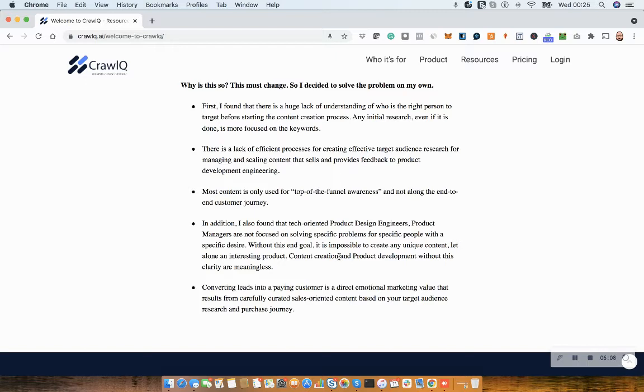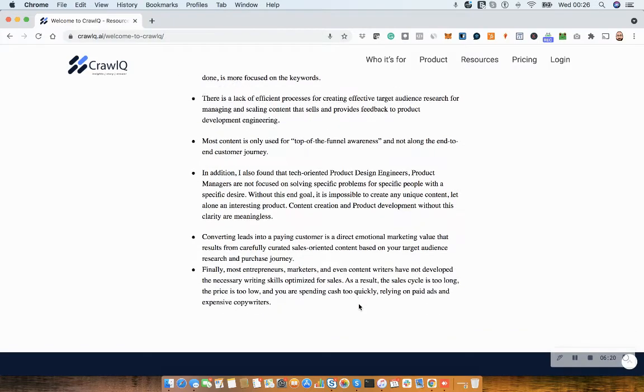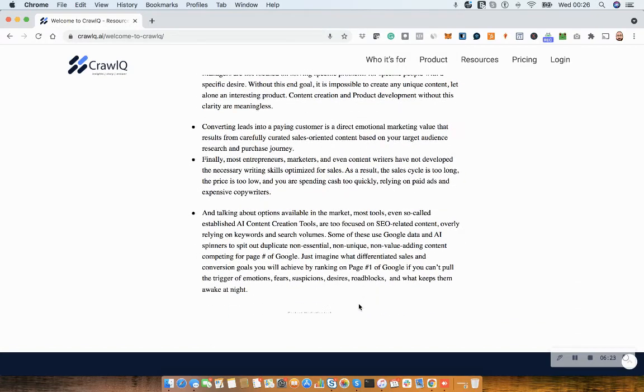So, converting leads into paying customers is a direct emotional marketing value that results from carefully curated, sales-oriented content based on your target audience research and purchase journey. Finally, most entrepreneurs, marketers, and even content writers have not developed the necessary writing skills optimized for sales. As a result, the sales cycle is too long, the price is too low, and you are spending cash too quickly, relying on paid ads and expensive copywriters.